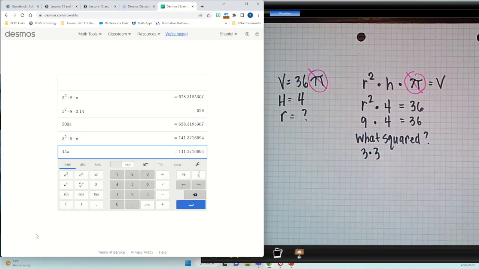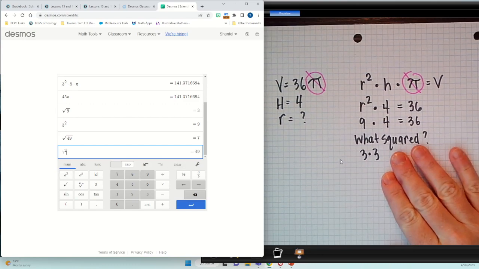Now, I showed you on the calculator that in order to find what the number is squared, you can use the square root button. So square root of 9 is the inverse of 3 squared. Okay? So this is another nice little calculating tool that you can use. Let's say the answer was 49. What times what is 49? What is the square root of 49? It's 7. 7 squared is 49. And we're going to do a little bit more with this later in the unit.